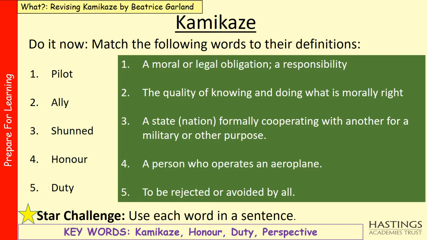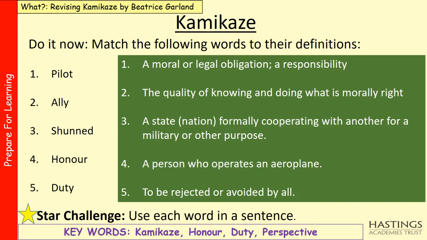Okay, so what we've got here are some words that are all linked to the poem. So we'll quickly go through the definitions. So number one, a pilot, is number four, a person who operates an aeroplane. Hopefully we got that. Number two, an ally is the definition three, a state or nation formally cooperating with another for a military or other purpose.